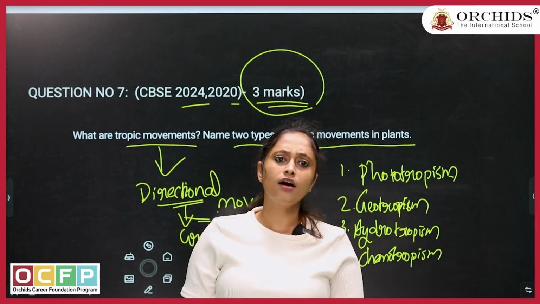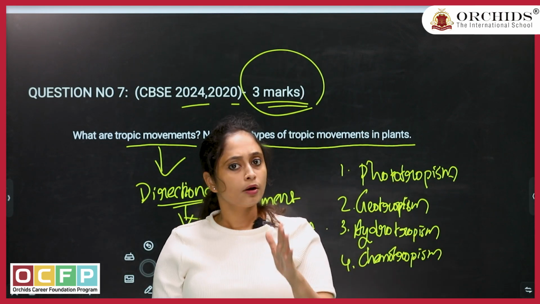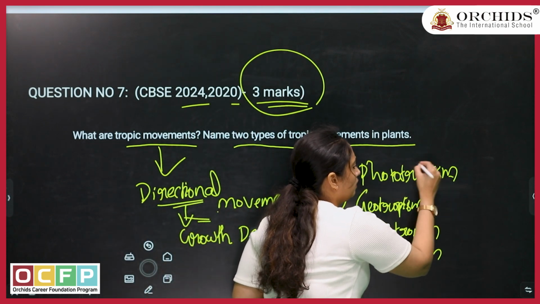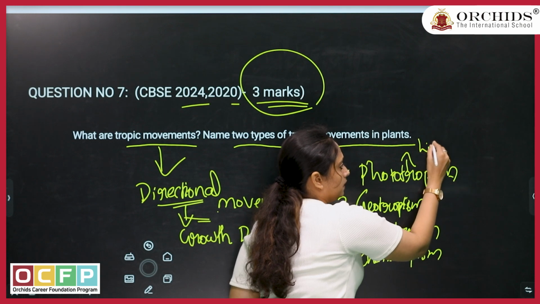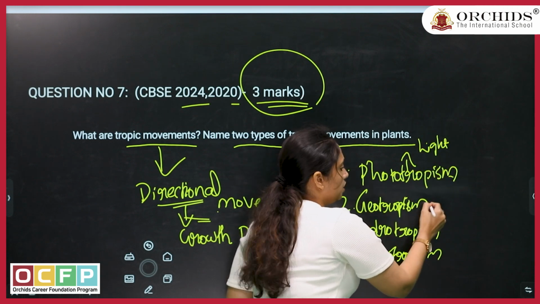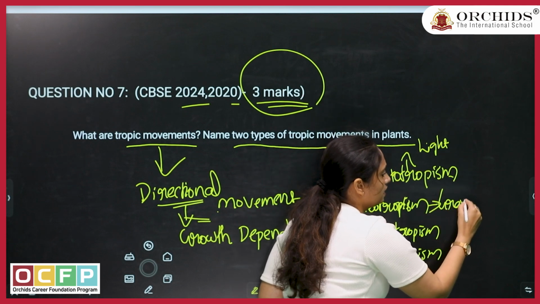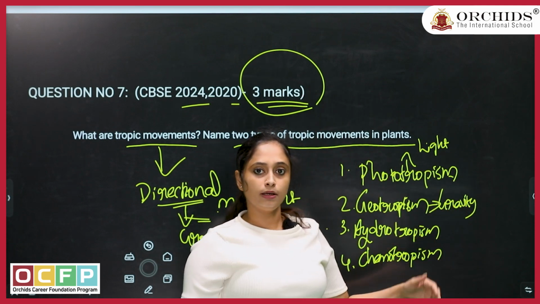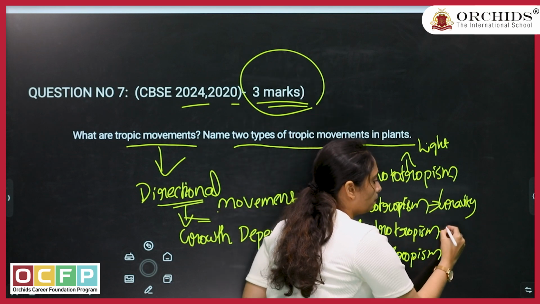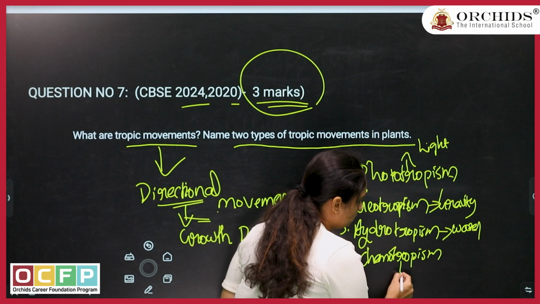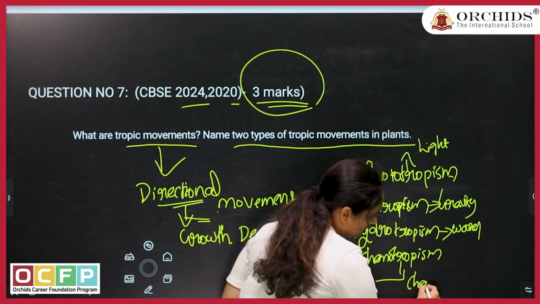That means they are moving in response to one particular stimulus. Now, phototropism, what will be the stimulus? It will be light, right? It will be light. Geotropism means geo. It will be gravity. According to the gravity, plants are moving. So, it will be geotropism. Hydrotropism means according to hydro, water. Now, chemotropism means according to chemicals.